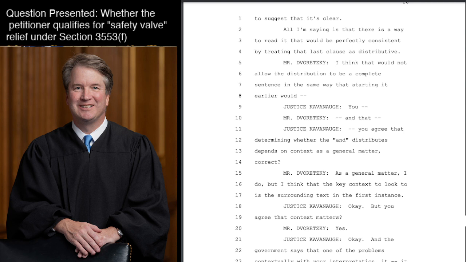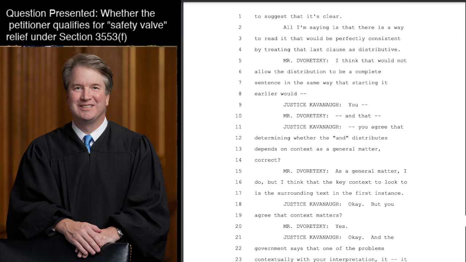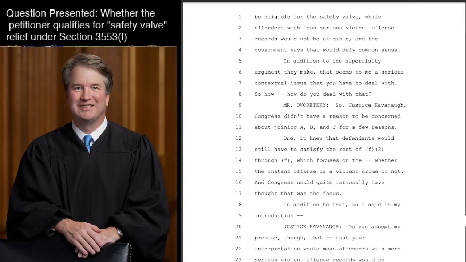Yes. Okay. And the government says that one of the problems contextually with your interpretation is it would mean that offenders with more serious violent offense records would be eligible for the safety valve, while offenders with less serious violent offense records would not be eligible. And the government says that would defy common sense. In addition to the superfluity argument they make, that seems to me a serious contextual issue that you have to deal with. So how do you deal with that?